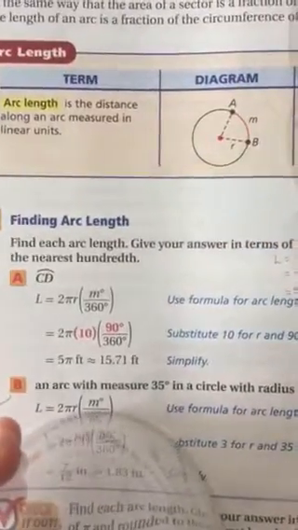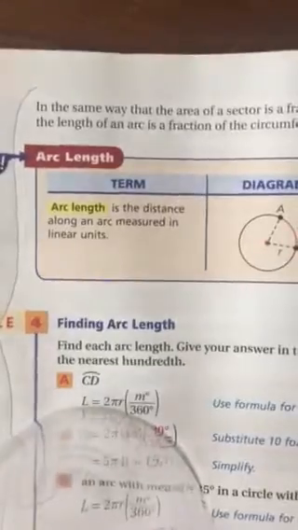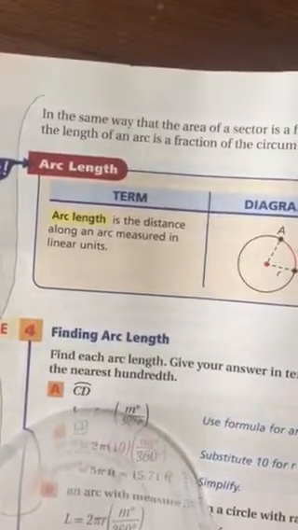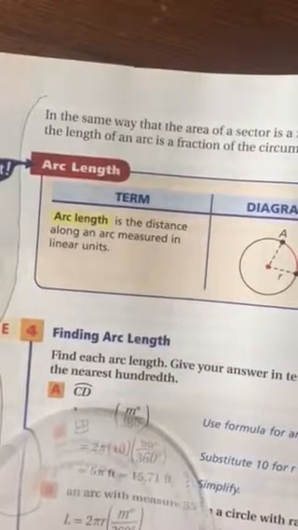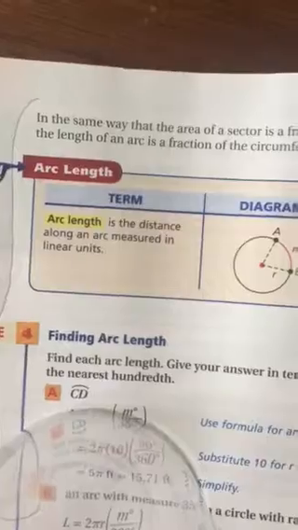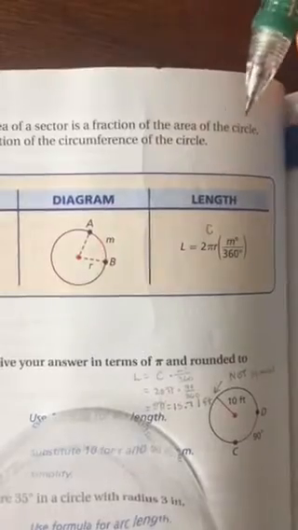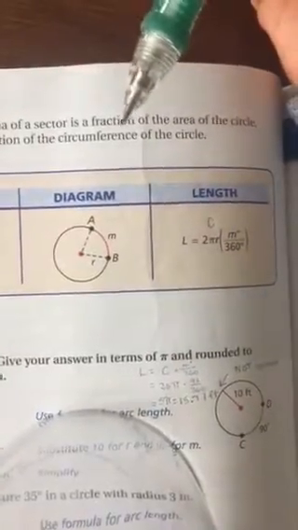But now I have flipped to page 766, and we are looking at the top of it. This is going to be similar to finding the area of a sector, which was one of the first things we did. But this time, we're going to be finding the arc length. So, reading the top, in the same way that the area of a sector is a fraction of the area of a circle, the length of an arc is a fraction of the circumference of the circle. Let's look at a picture of that.